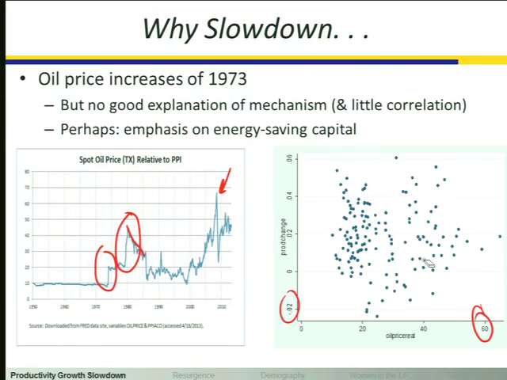So that's an explanation that people liked a lot in the 1970s and into the early 1980s, but it doesn't seem to bear out when you look at the whole period. The data on the right is from 1973 to the present.